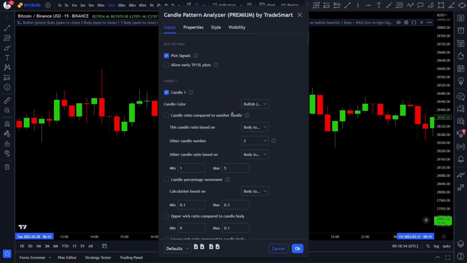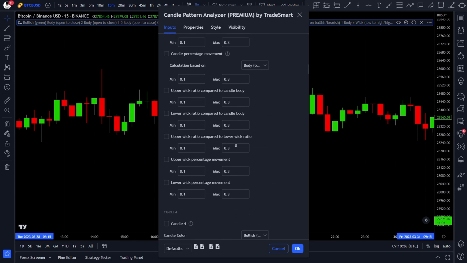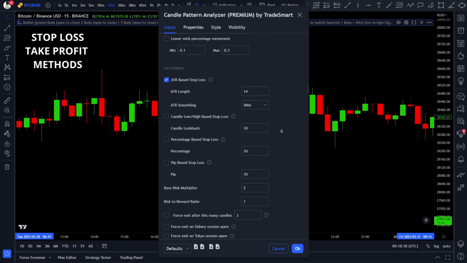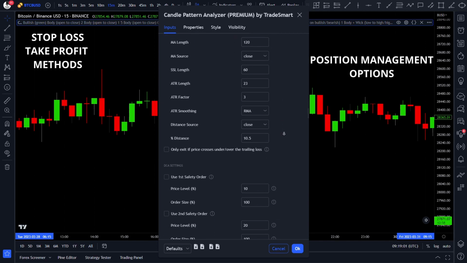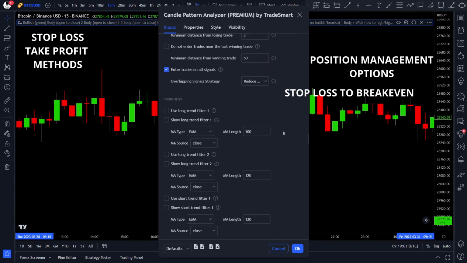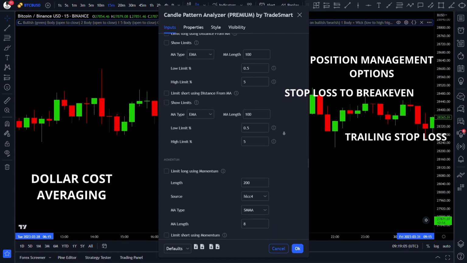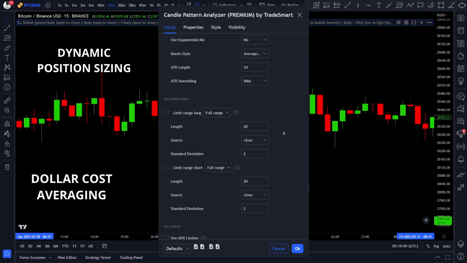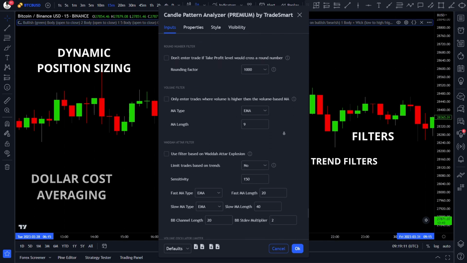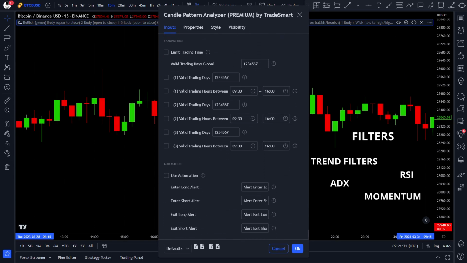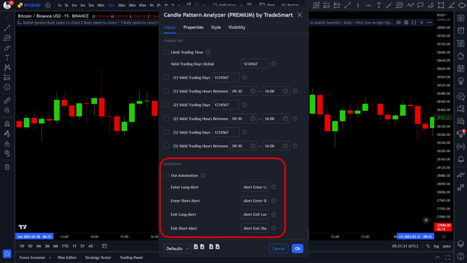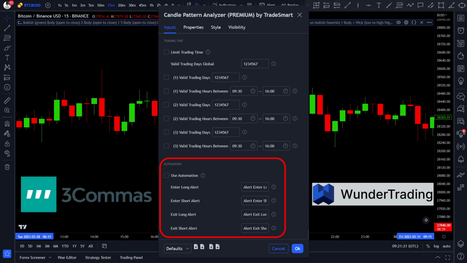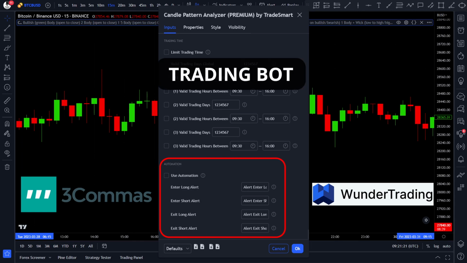In this script you can also find all the functions that the other premium scripts have, such as different stop loss and take profit methods, position management options like move stop loss to break even or trailing stop loss, dollar cost averaging function, position sizing setups, and all of the filters like trend filter, RSI, ADX, momentum, and the time limiters. On the bottom, as usual, you have the ability to connect this script to third-party software like 3Commas or Wunder Trading, and make any strategy created with this script into a trading bot.